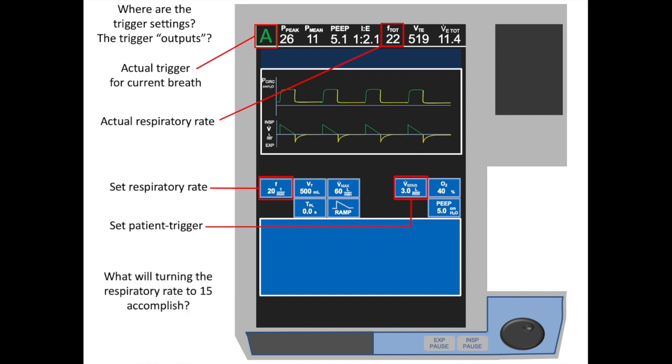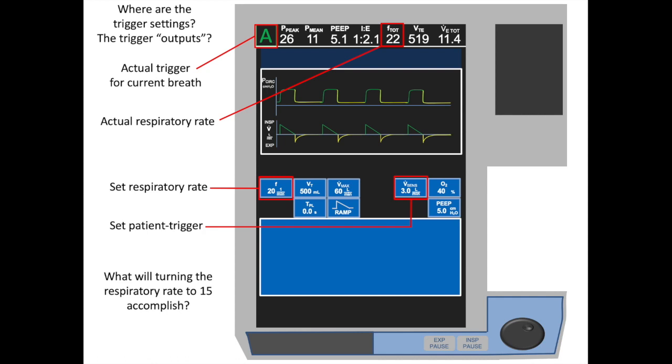So if you turn this down to 15 breaths a minute, it won't do anything. The patient will continue to breathe at 22 breaths per minute because they're currently breathing with all patient-triggered breaths. There are no time-triggered breaths, so lengthening the time trigger will have the effect of the ventilator just waiting longer, but since it's already getting input from the patient triggering patient-triggered breaths, they'll continue to breathe at 22 breaths a minute.